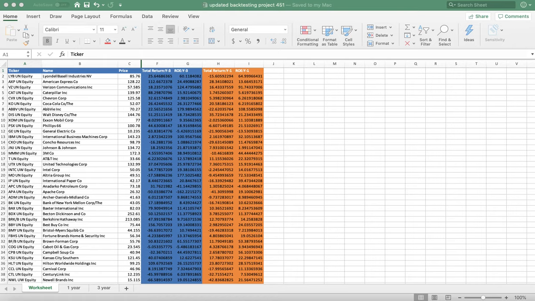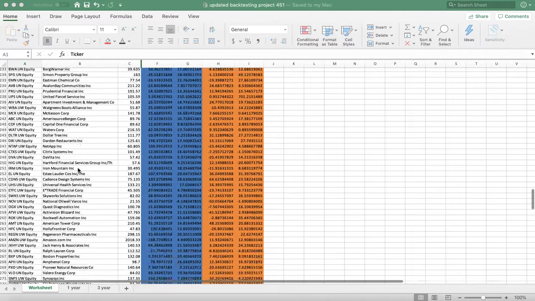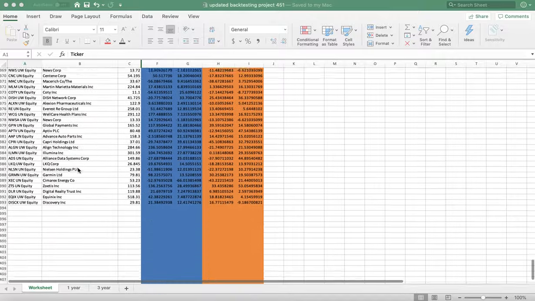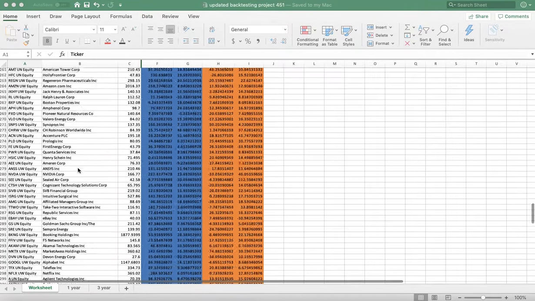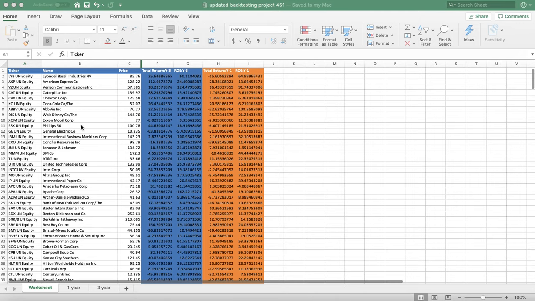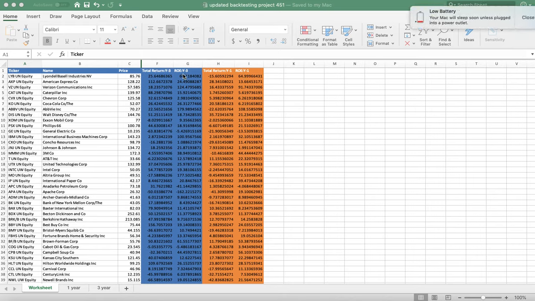The strategy I chose was testing to see if a higher ROE yielded higher returns on average. So I pulled data from Bloomberg from the S&P 500, and am using roughly about 400 different companies here. And I pulled the ROEs from 1 year and the total returns from 1 year, along with the 3-year ROE and the 3-year total return.